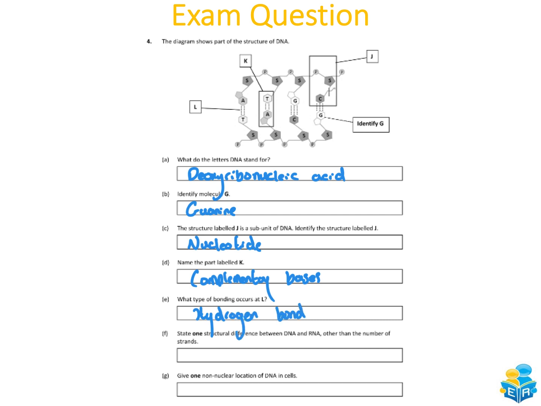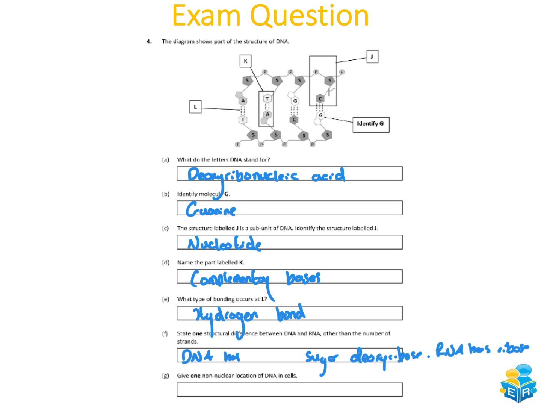State one structural difference between DNA and RNA other than the number of strands. So you could say here, DNA has the sugar deoxyribose. That's not enough to get full marks here. You need to let the examiner know what RNA has. RNA has ribose. Now you will get full marks. You could have also said there that DNA has the base thymine, whereas RNA has the base uracil. Whatever answer you give there, just make sure you give both sides: DNA has this, RNA has this.